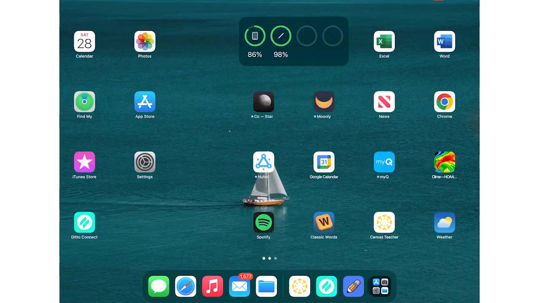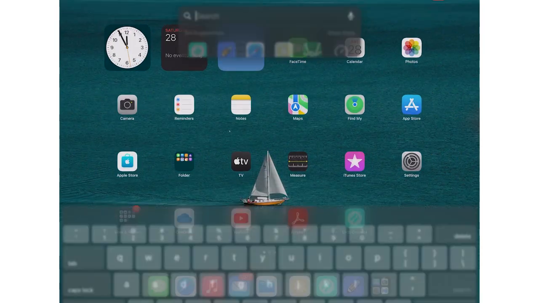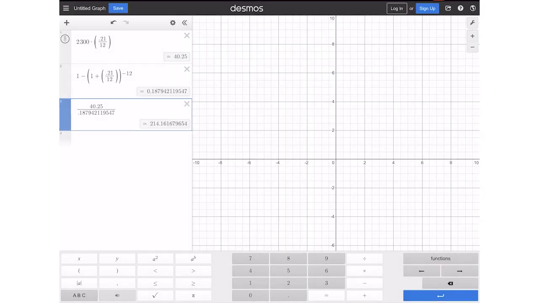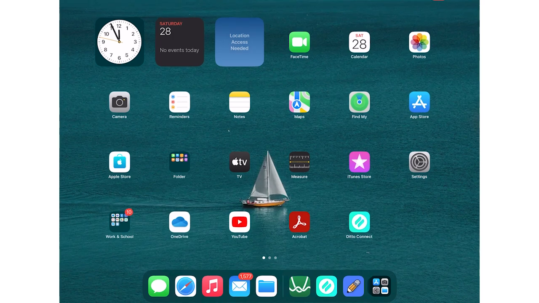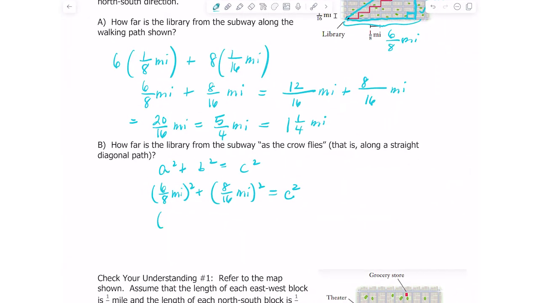I'm going to pull up Desmos. Okay, so we know that 6/8, 6 divided by 8, is 0.75. And 8 divided by 16 we know is a half, so it's 0.5. So we have 0.75 squared plus 0.5 squared. And of course, those are both in miles.